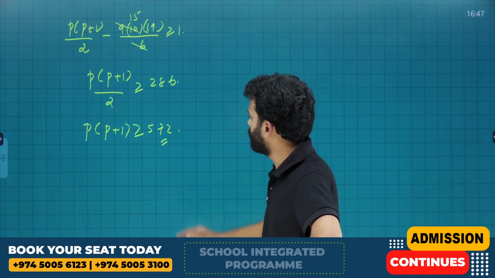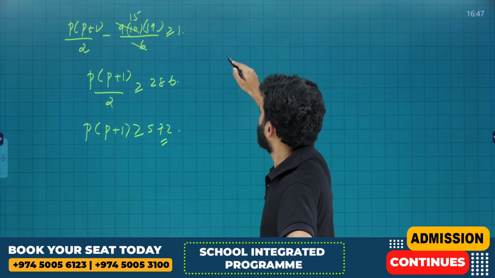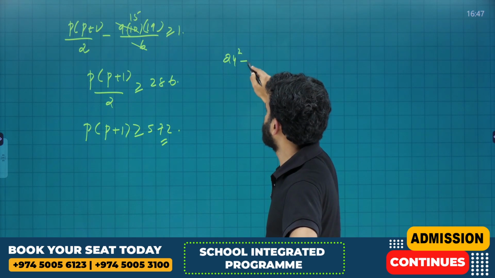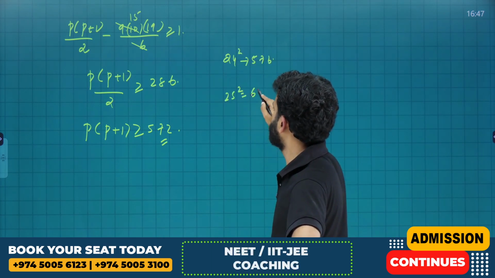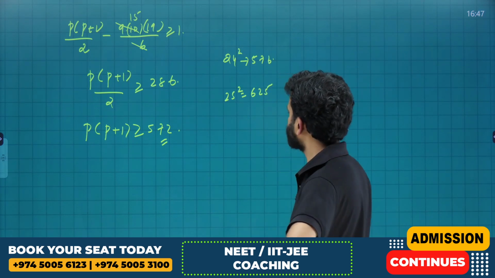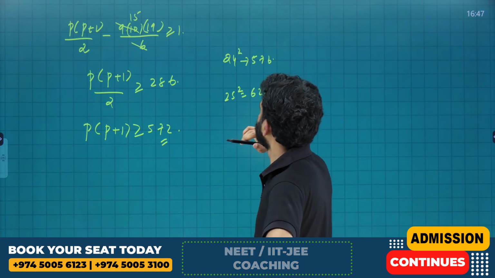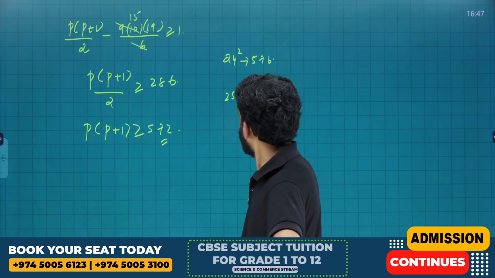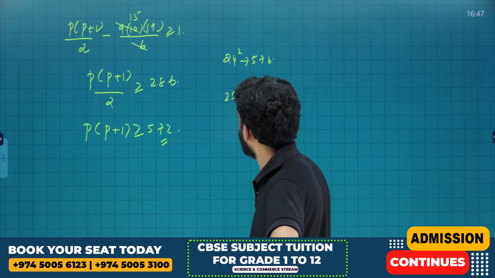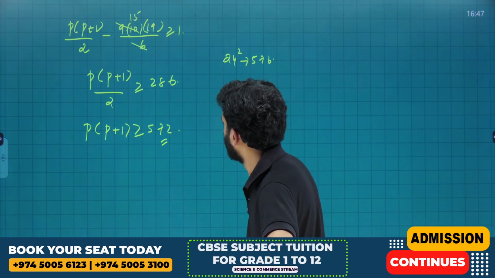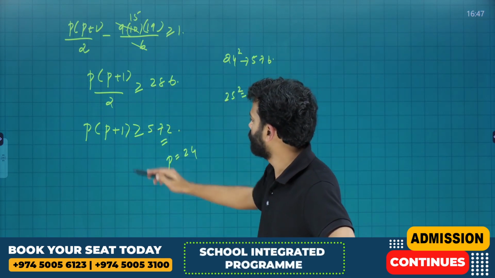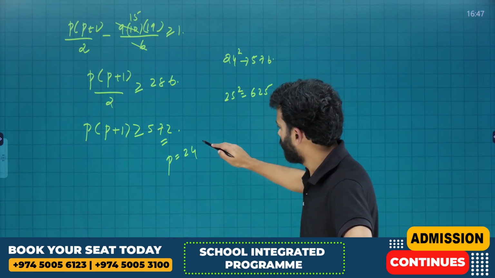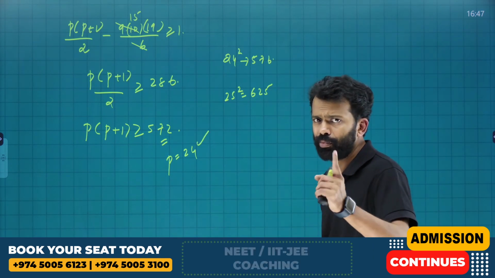So 572. What is 24 square? That is 576. And what is 25 square? That is 625. Let's try for that. 25 we can definitely not go for. Let's apply 24, that is p is equal to 24. What will you get? 24 into 25, that will be 600. Okay, this satisfies. Let's apply one more value here.